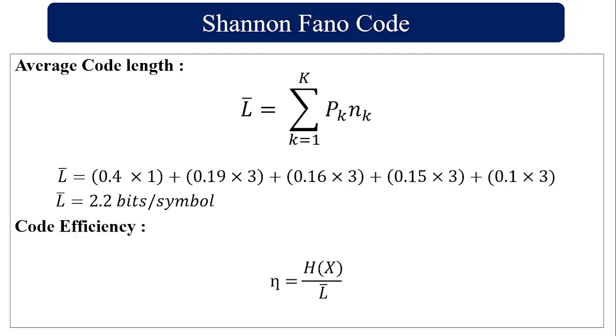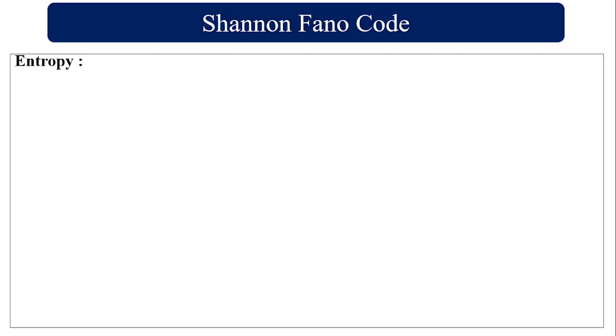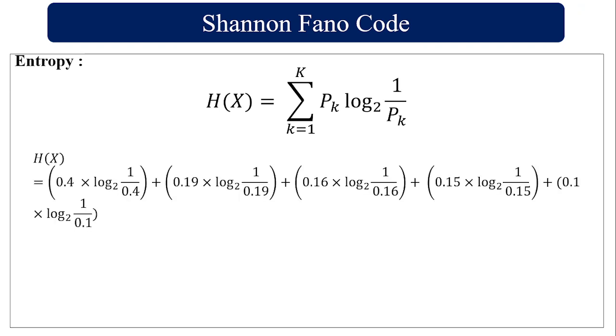Then the code efficiency formula is H by R, that is your entropy divided by average code length. We know the average code length, so we have to find the entropy. The formula is summation k equal to 1 to K, pk log base 2 of 1 by pk. So probability 0.4 into log base 2 of 1 divided by 0.4. Likewise we have the 5 probabilities. Just type that in your calculator; you'll only be able to get log base 10, so we'll be using that same one.